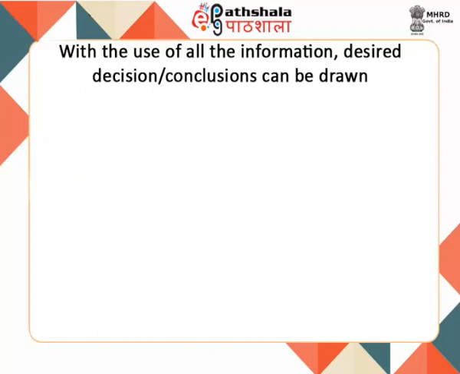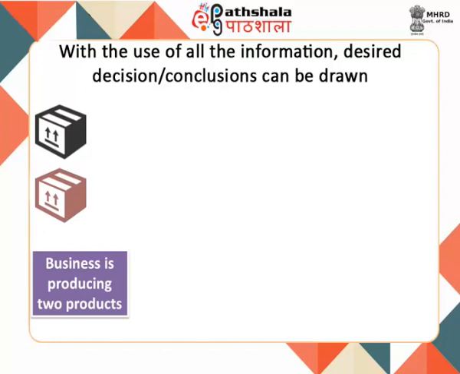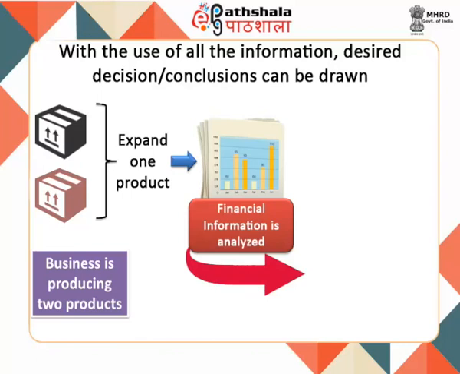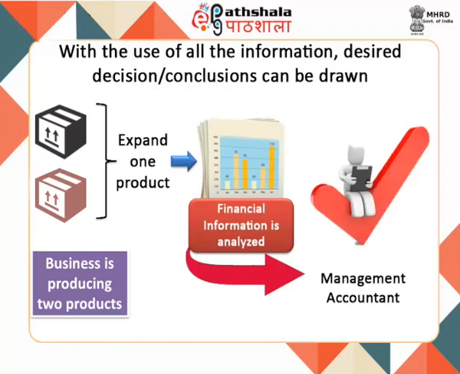For example, if a business is producing two products and the management wishes to expand one product, then all the information received from financial accounting is analyzed by the management accountant to take the right decision as to which product to expand, or both to be equally expanded, or one of the products is to be discontinued, etc.